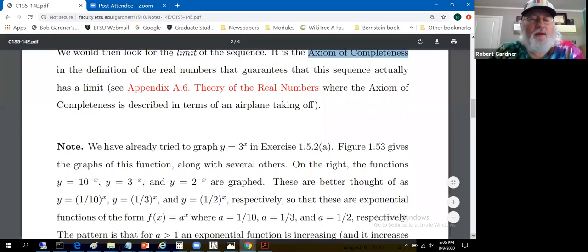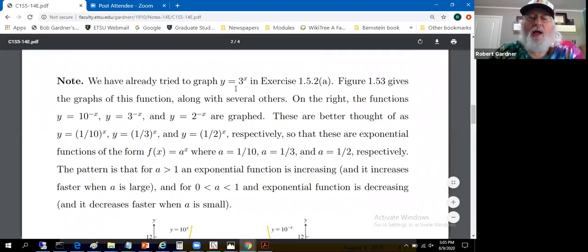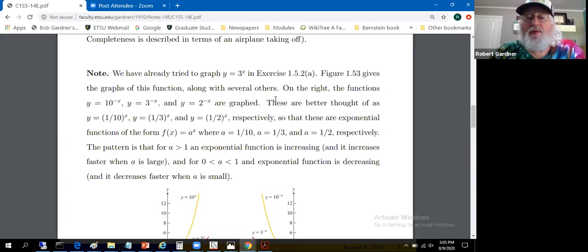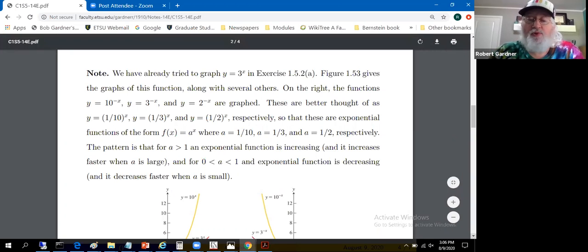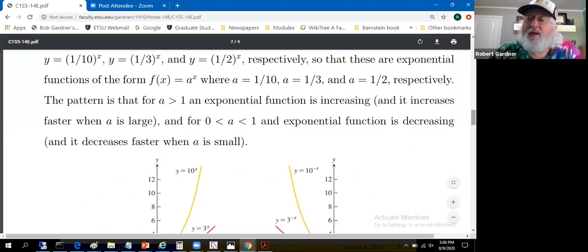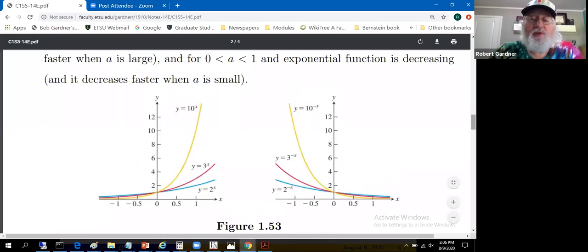Okay, now we graphed y equals 3 to the x in that previous exercise. What we've got below is a graph of this function along with several other exponential functions. So what we've got in this picture down here is a graph of an exponential function. Let me make the picture big enough to see. I can't see the words at the same time, but okay.